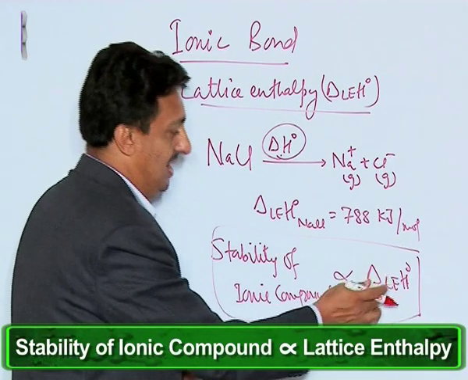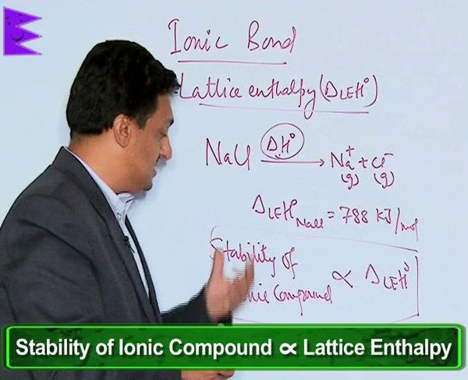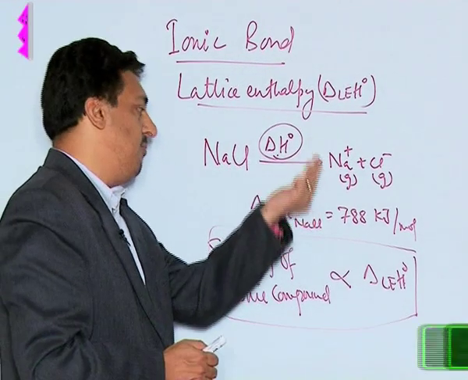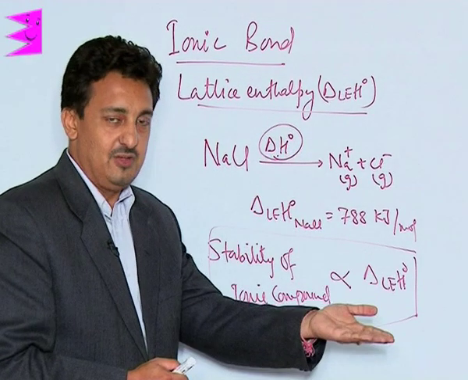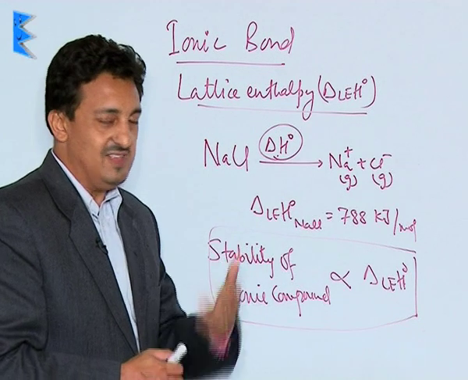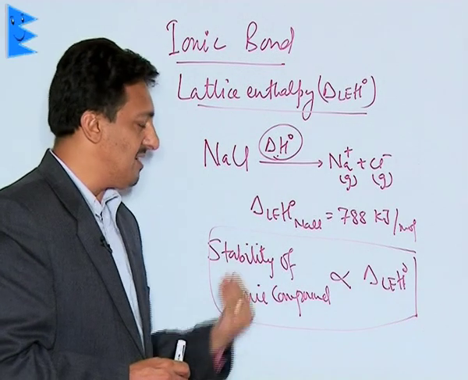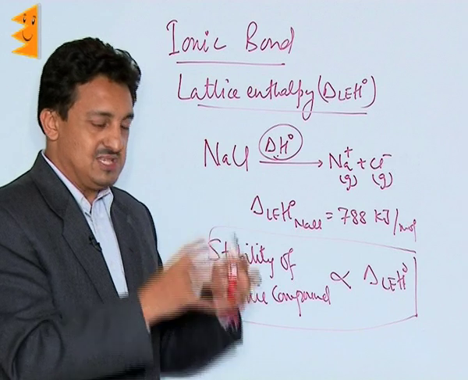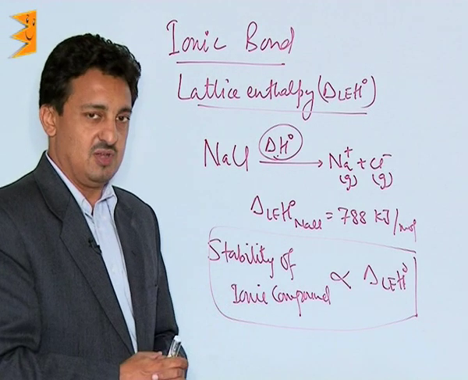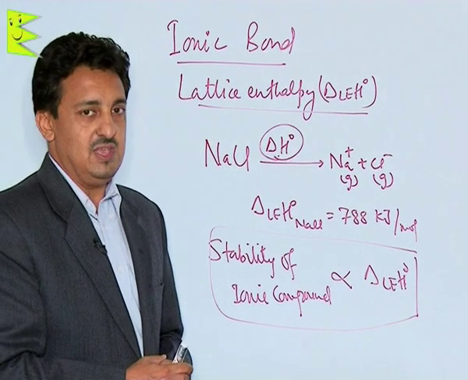Now higher is the value of this energy, higher will be the stability of the ionic compound, because that means more energy you have to give in order to break it into its individual ions. That means it's very stable. So that's a very clear-cut direct relationship, and that's why this energy gives us a lot of valuable information regarding the stability of the ionic compounds.